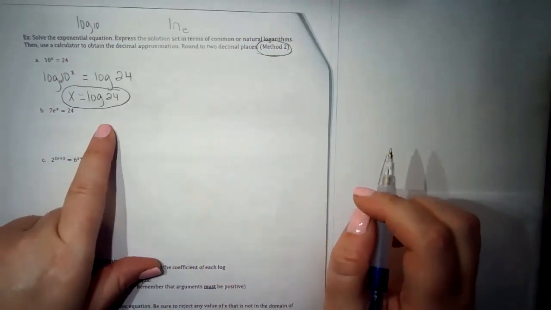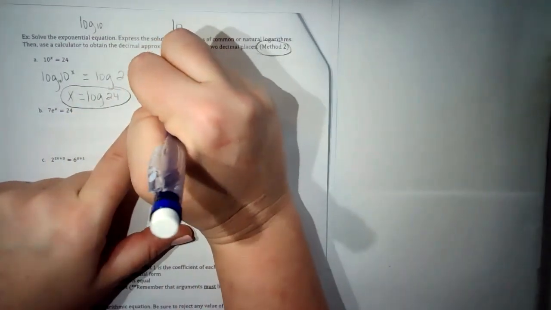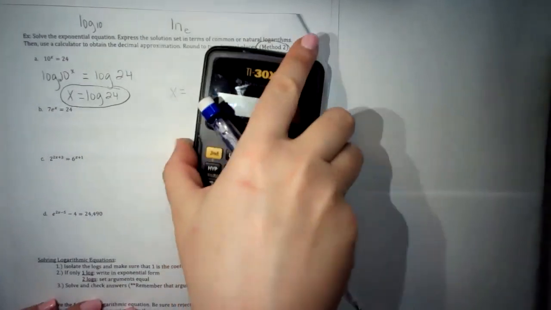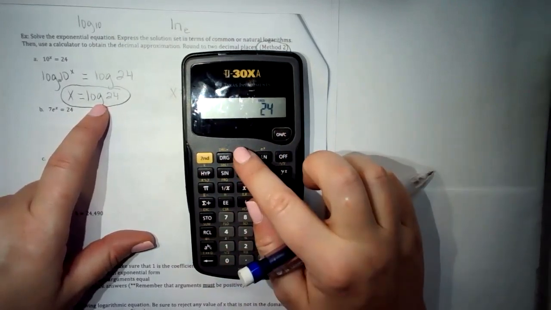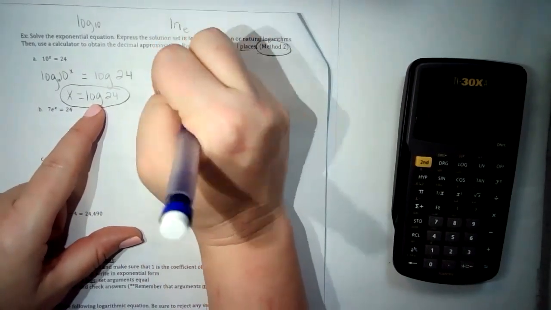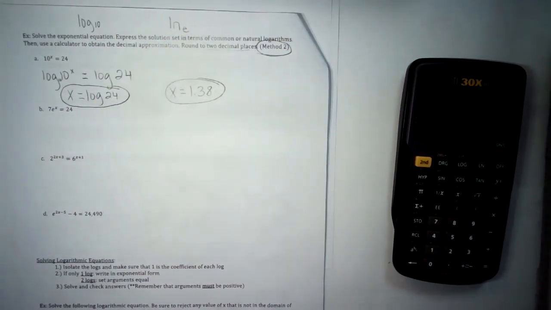So that's my answer. When you use method 2, you're always going to end up with a log or an ln in your answer. So this is your first answer. Your second answer is the calculator answer, and this wants 2 decimal places. This is just plain old common log, so I don't have to change my base or anything. I'm going to do log of 24, and I get 1.38. There we go. So 2 answers from method 2.